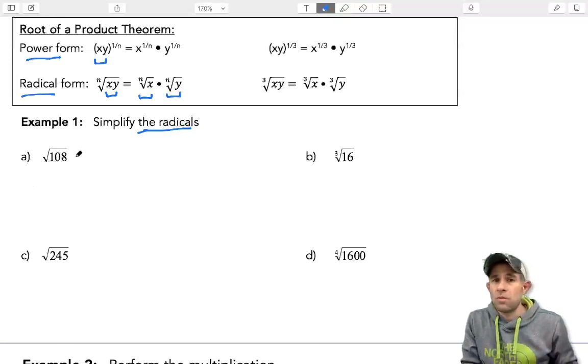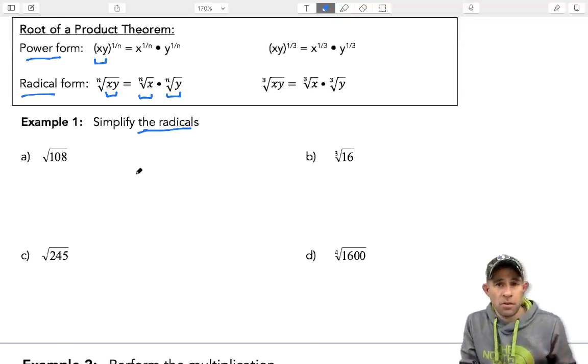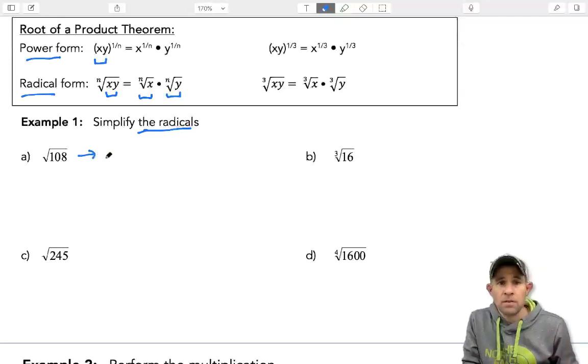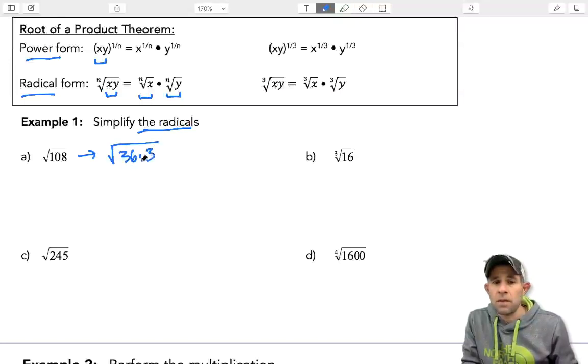We're going to take the square root of 108. However, it's not a perfect square, but we can separate it into its two factors, the square root of 36 times 3. Now, we can rewrite this as the square root of 36 times the square root of 3, which simplifies to 6 root 3.